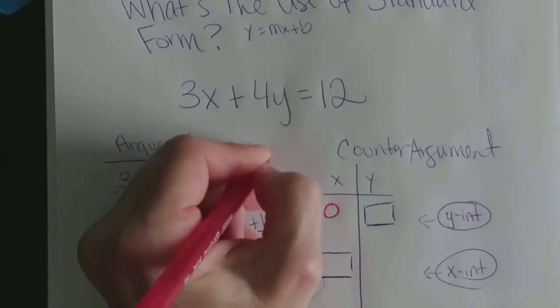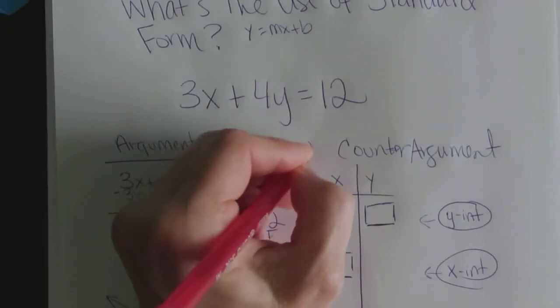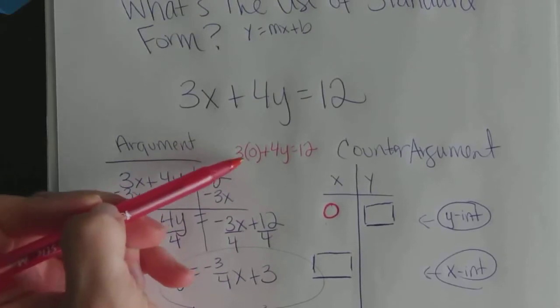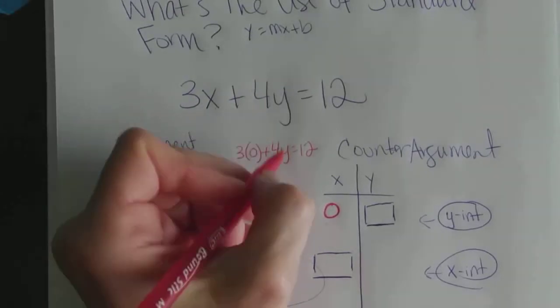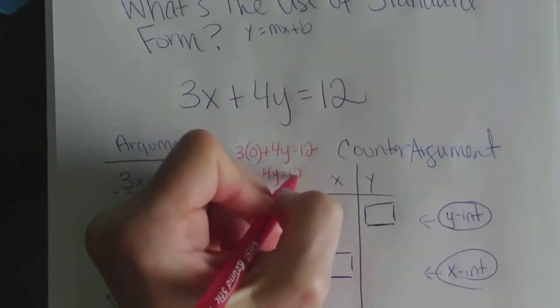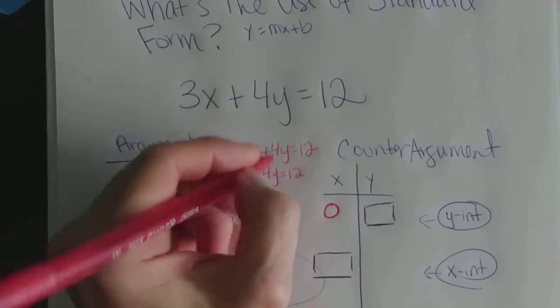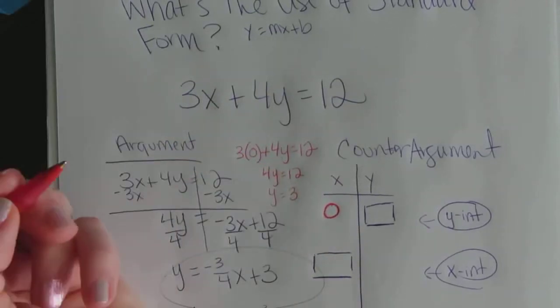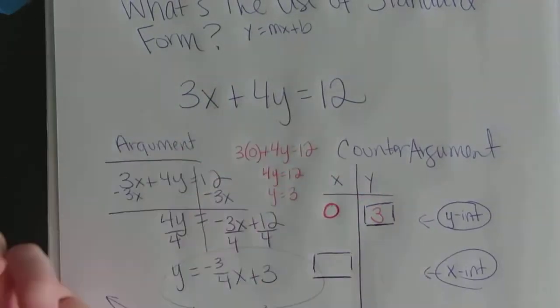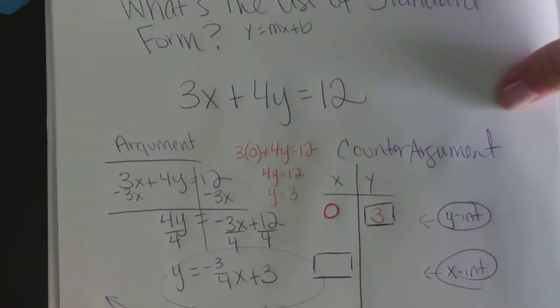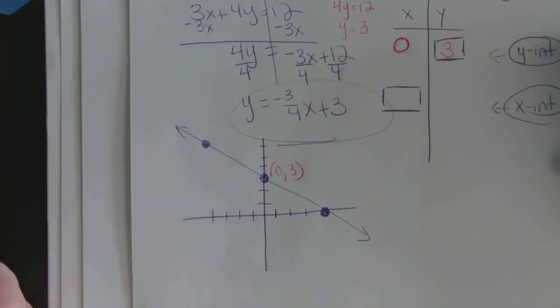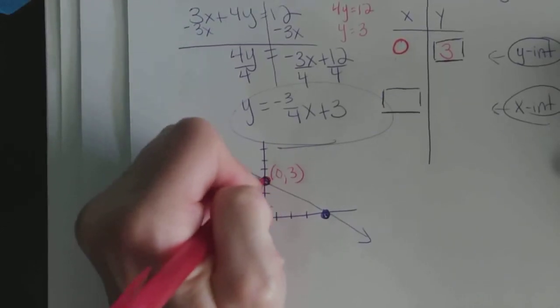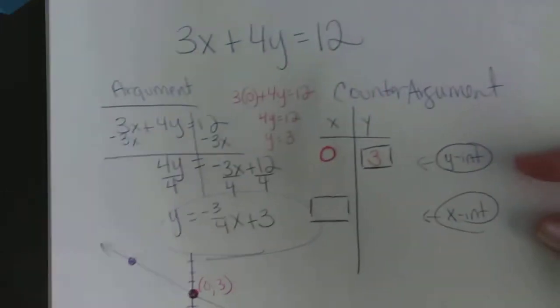3 times 0 plus 4y equals 12. Now 3 times 0 is 0, so that's a wash. 0 plus 4y is still 4y equals 12. And when you divide both sides by 4, your y-intercept sits at 3. So 0, 3. Now come down to that graph we graphed earlier. 0, 3, let's look. Are we at 0, 3 for the y-intercept? We sure are. So we would plot that point on the graph.